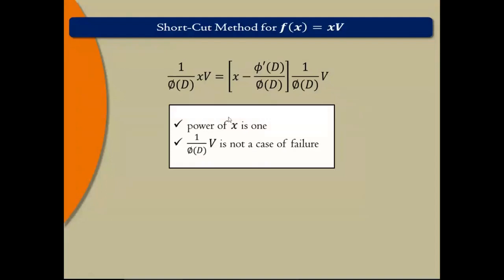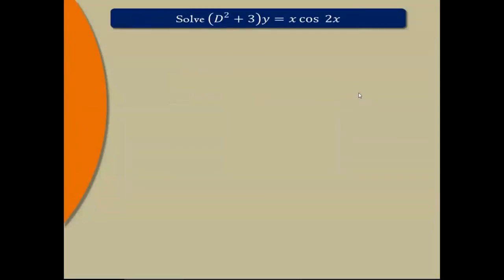Now I'll take a problem, then you will understand how to use this formula. Carefully remember this standard formula, by which we can easily solve the problem. So consider the problem on this. Solve D square plus 3 y equals x cos 2x. Again the method is the same. y will be yc plus yp, complementary function plus particular integral.